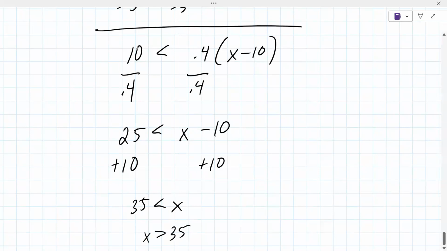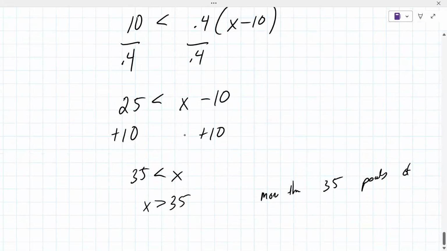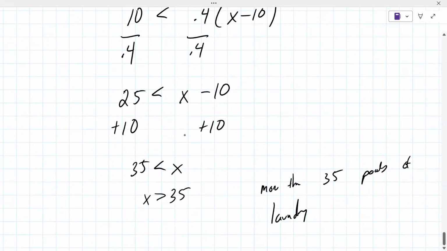So what that means in the context of this problem is that if you have more than 35 pounds of laundry, which I don't even know how you think about that, I couldn't tell you how much laundry that is, I never think of it that way, it's better to use the housekeeper. 35 pounds of laundry. I don't know.